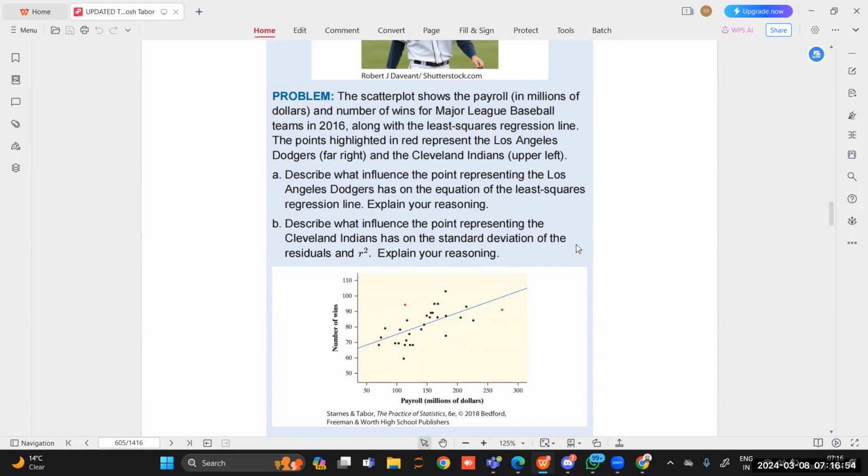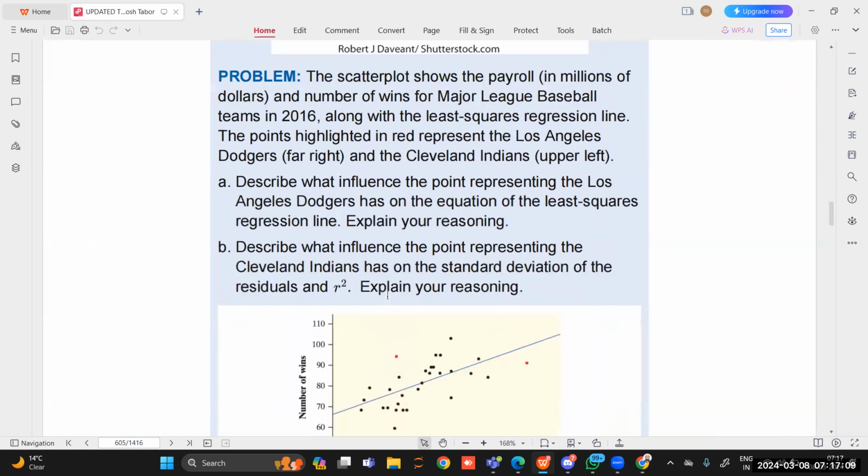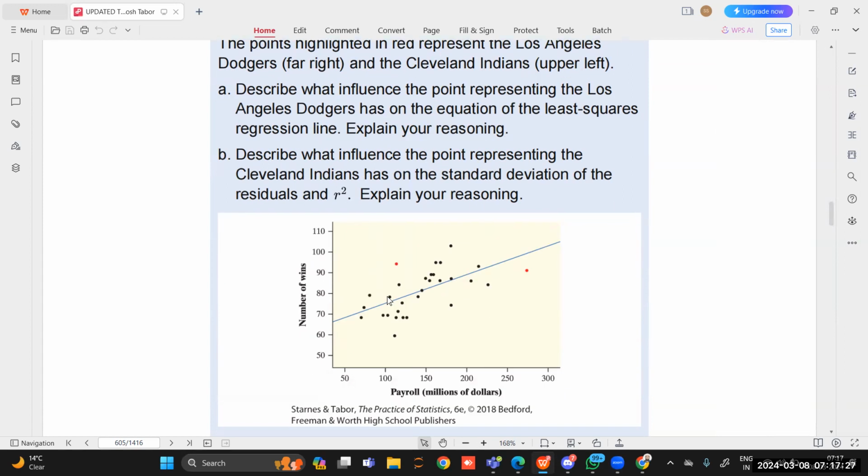Correct. Which one? There are 2 points here. Los Angeles Dodgers has won. The equation, the least squares line. Explain your reasoning. The scatter plot shows the payroll in millions of dollars and the number of wins of Major League Baseball teams in 2015, along with the least squares regression line. The points highlighted in red represent the Los Angeles Dodgers, far right, and the Cleveland Indians, upper left. I think this is for the Indians, and this is for the Los Angeles Dodgers.